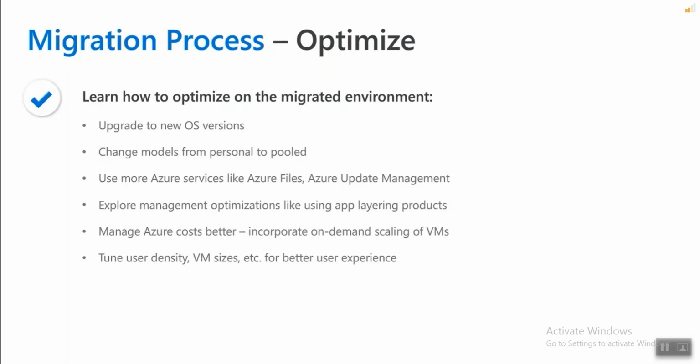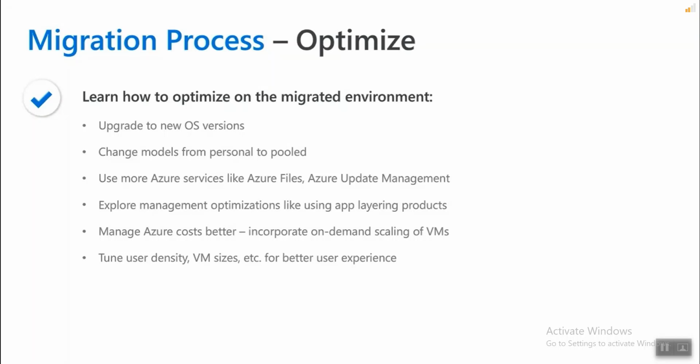This is also a time wherein you can look at the new versions of operating systems. So if you have actually just migrated Windows Server 2012 R2 from on-prem to Azure, you can use this step to actually go and upgrade it to Windows Server 2016 or Windows Server 2019 and see how that works for all the applications that are running in your environment.